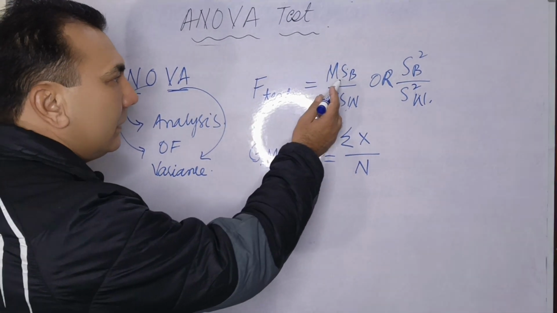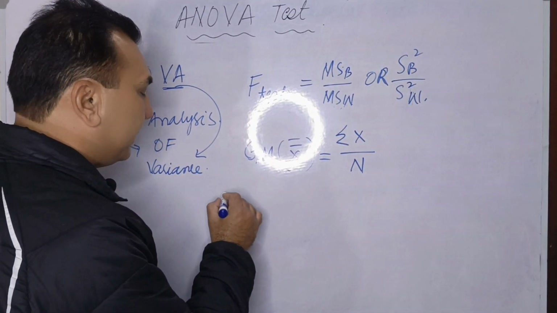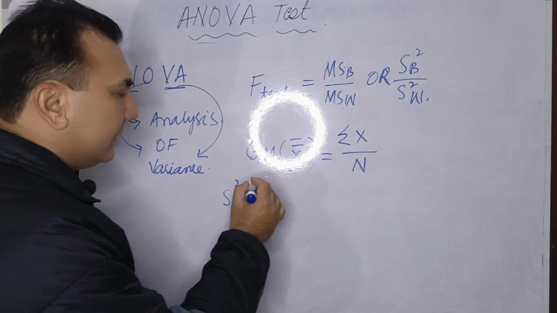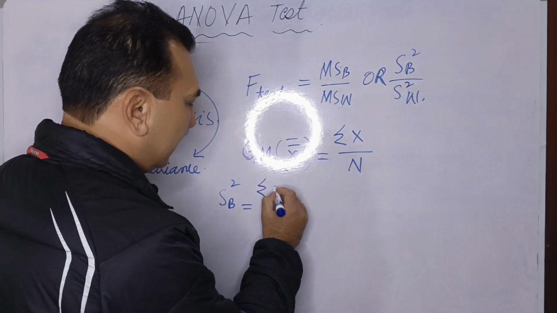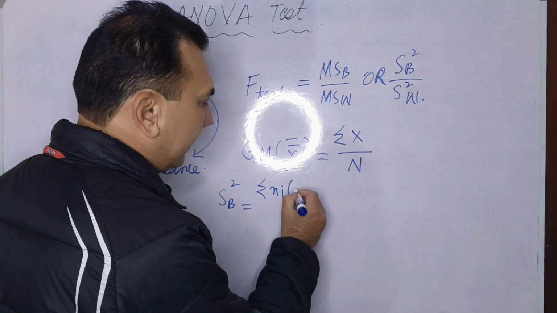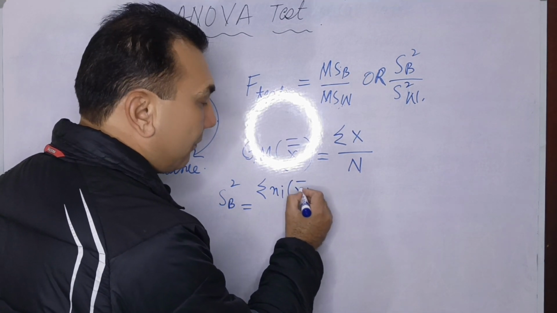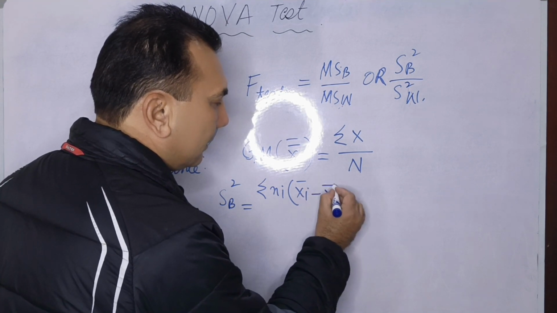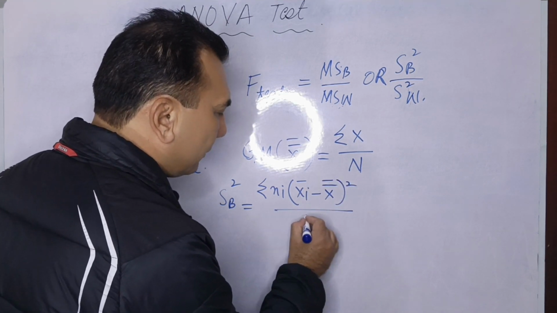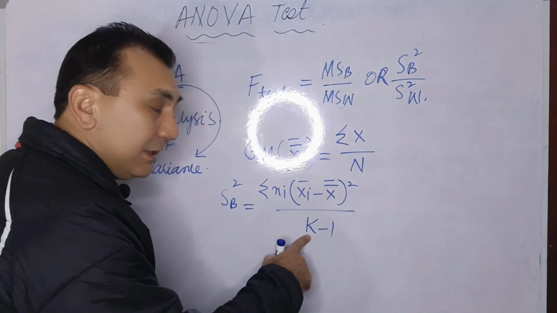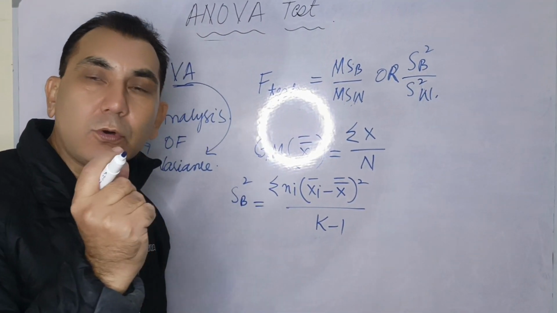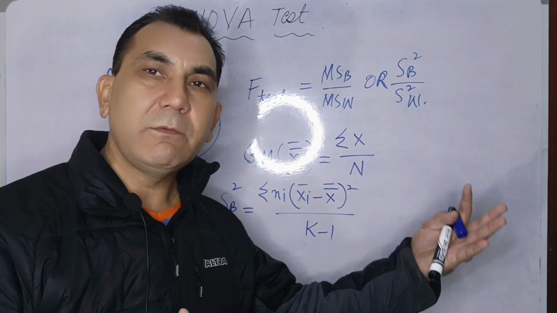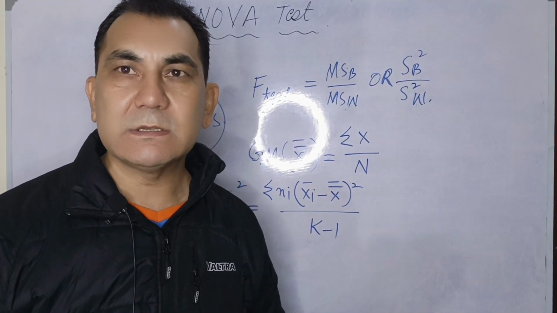Now we measure the variance between the groups. For this we take the sum of ni times the square of the difference between xi bar and the grand mean, then divide by k minus 1. K is the total number of groups. It may be 2 groups, 3 groups, or 4 groups. I have just given you an example.